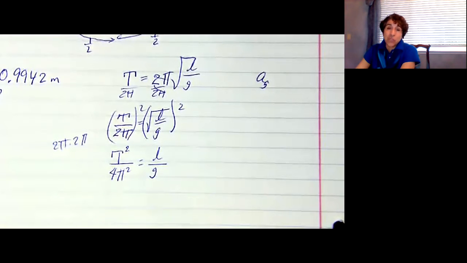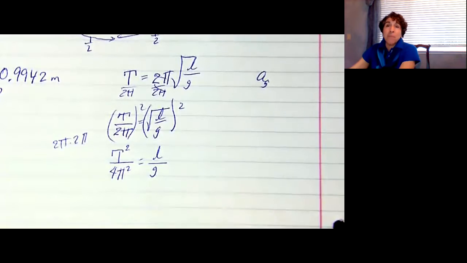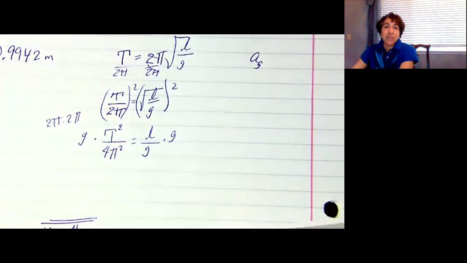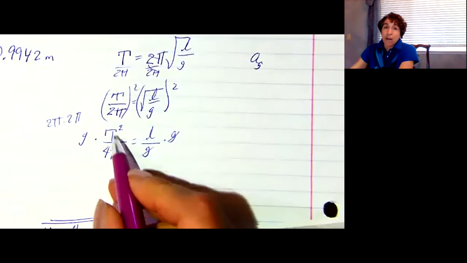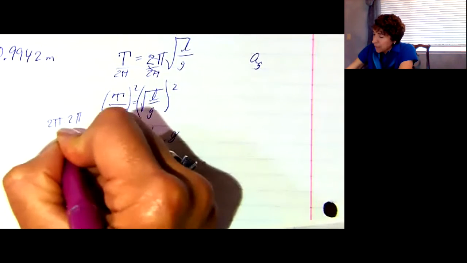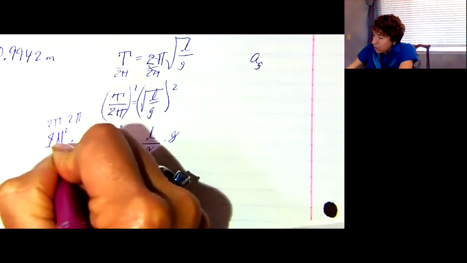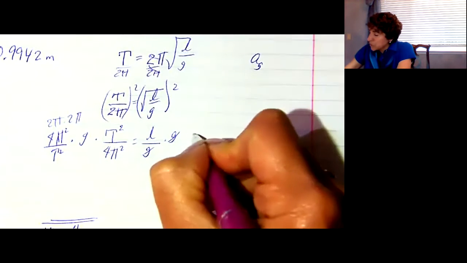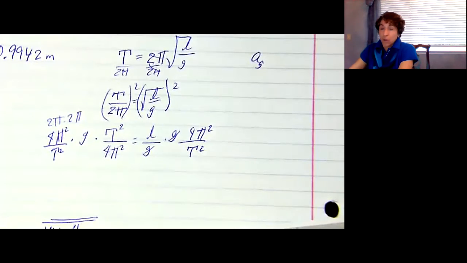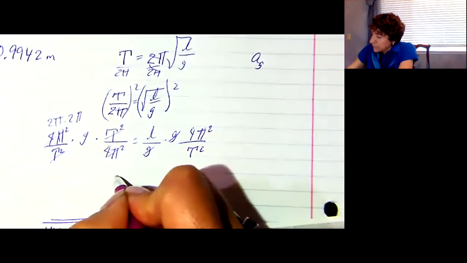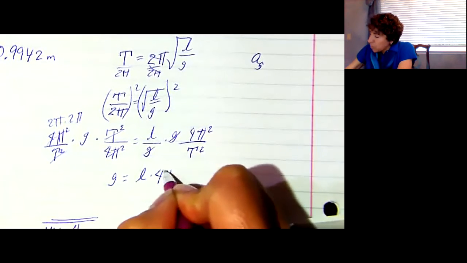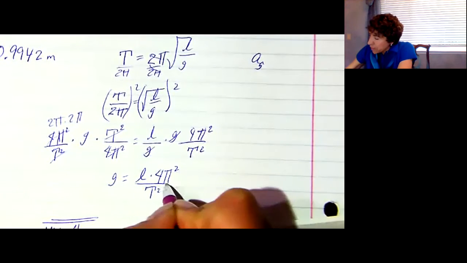Now we need to solve for g. How are we going to do that? If I multiply g to both sides, I'll have it upstairs. But I've got all of this stuff next to it, so why don't I multiply by the reciprocal? Let's multiply by 4 pi squared all over tau squared, over here too. Now I've canceled out and I'm left with little g is L, the length, times 4 pi squared all over the period squared.